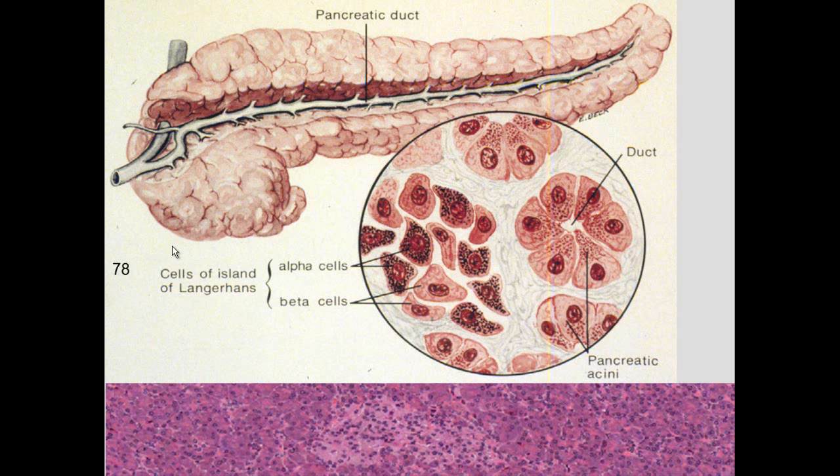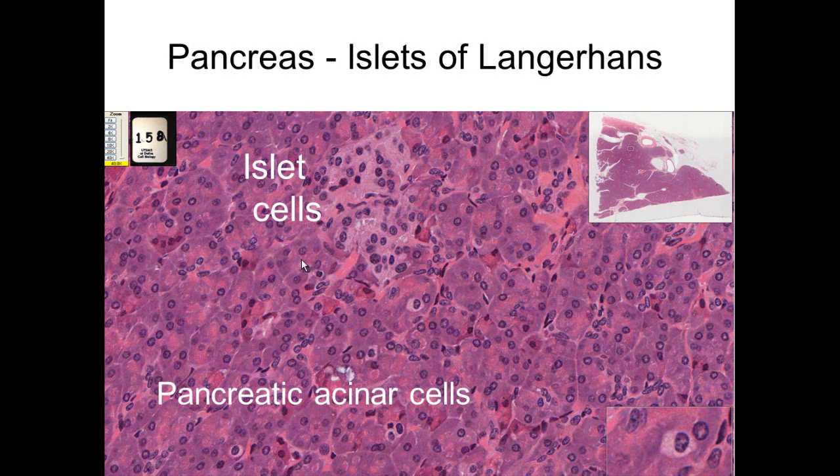The next organ is the pancreas, and of course the pancreas has the pancreatic acinar cells that we see around here, and we can see in this duct the pancreatic acinar cells. But then it also has the alpha cells and the beta cells of the islets of Langerhans. And here we see those islet cells right in here, lighter staining cells, and then the pancreatic acinar cells that we see throughout.